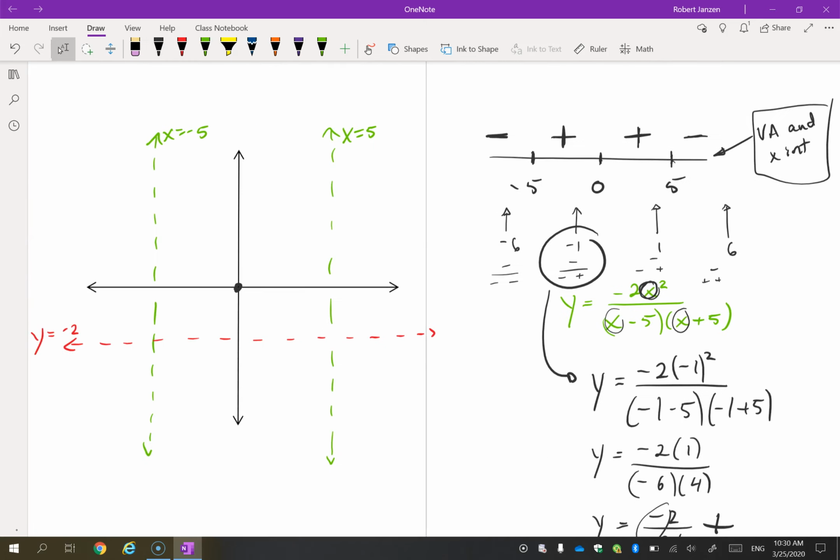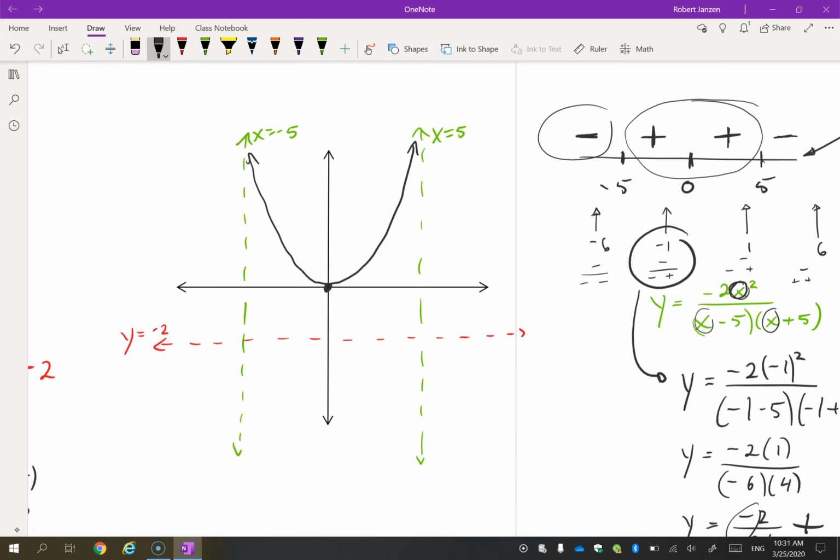Okay, so how does that translate to a graph? Well, let's do this section right here. It's positive, and it's touching the x-axis at 0. So how do I know it looks like this? Well, it has to be positive. It can't be down here. Okay. There's also asymptotes, so I have to have asymptotic behavior. I have to approach the asymptotes.